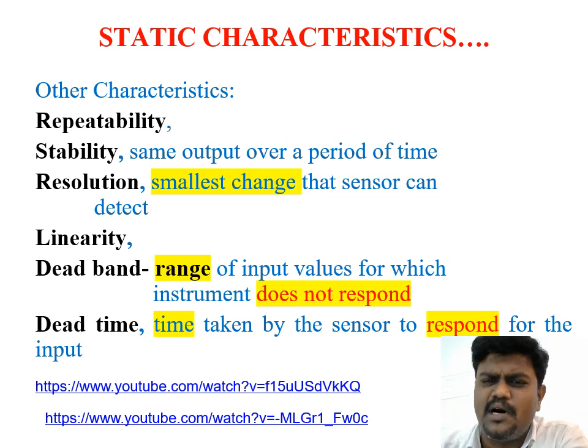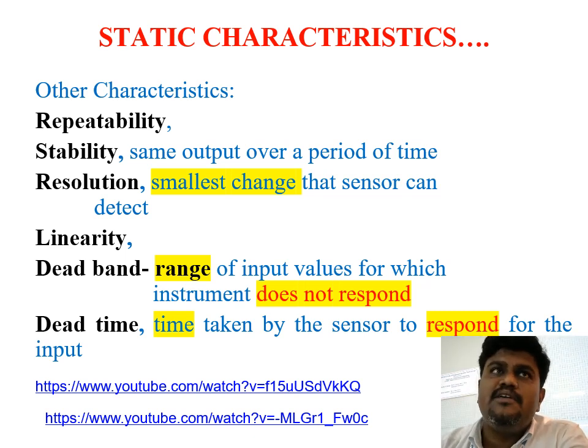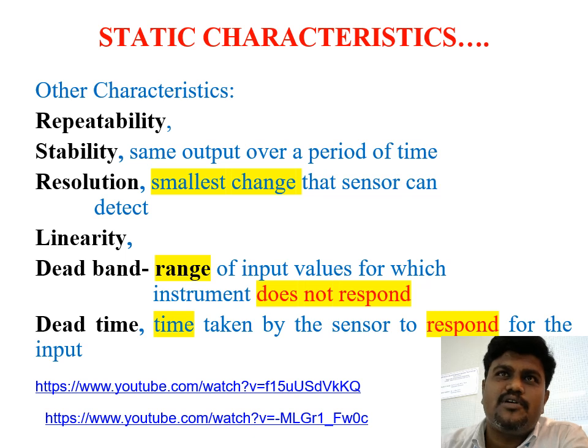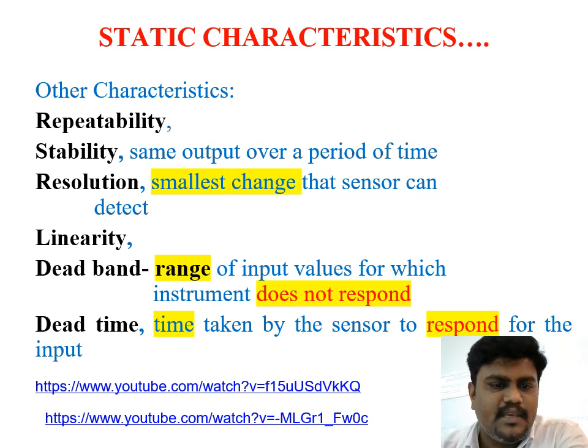And resolution is the smallest change in the sensor that it can measure. Normally, whenever we buy electronic devices like a mobile phone or camera, we also look for the resolution of the camera, right? The smallest pixel, to use a colloquial term like pixel, right? That is the smallest change that the sensor can detect. And linearity is just about the opposite of nonlinearity.